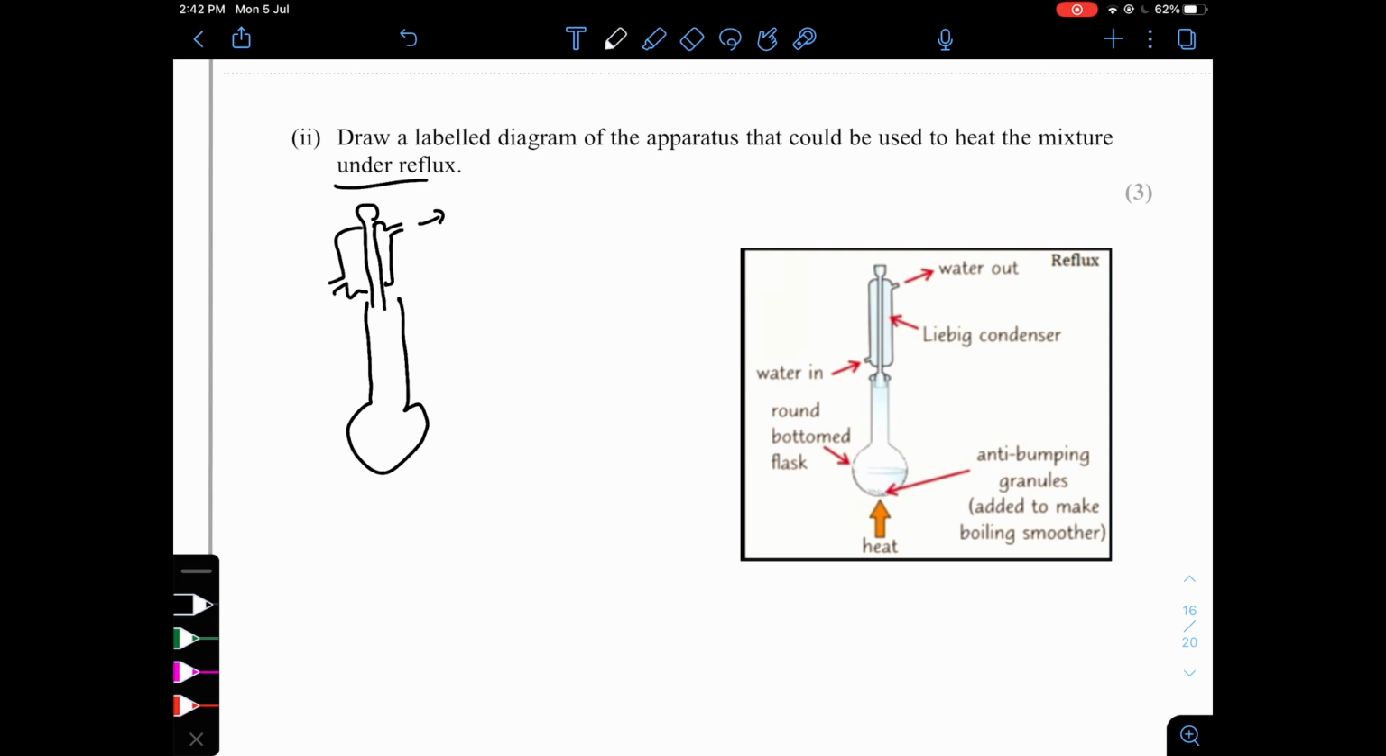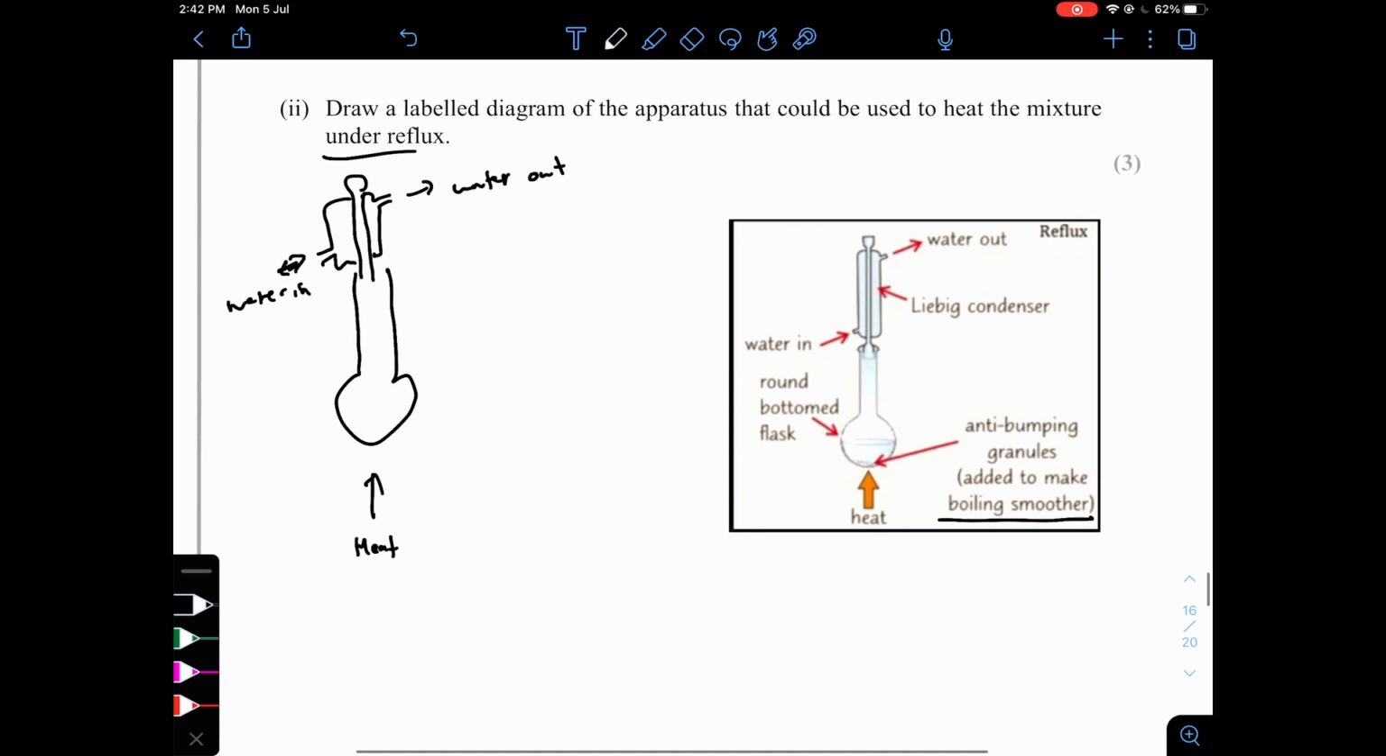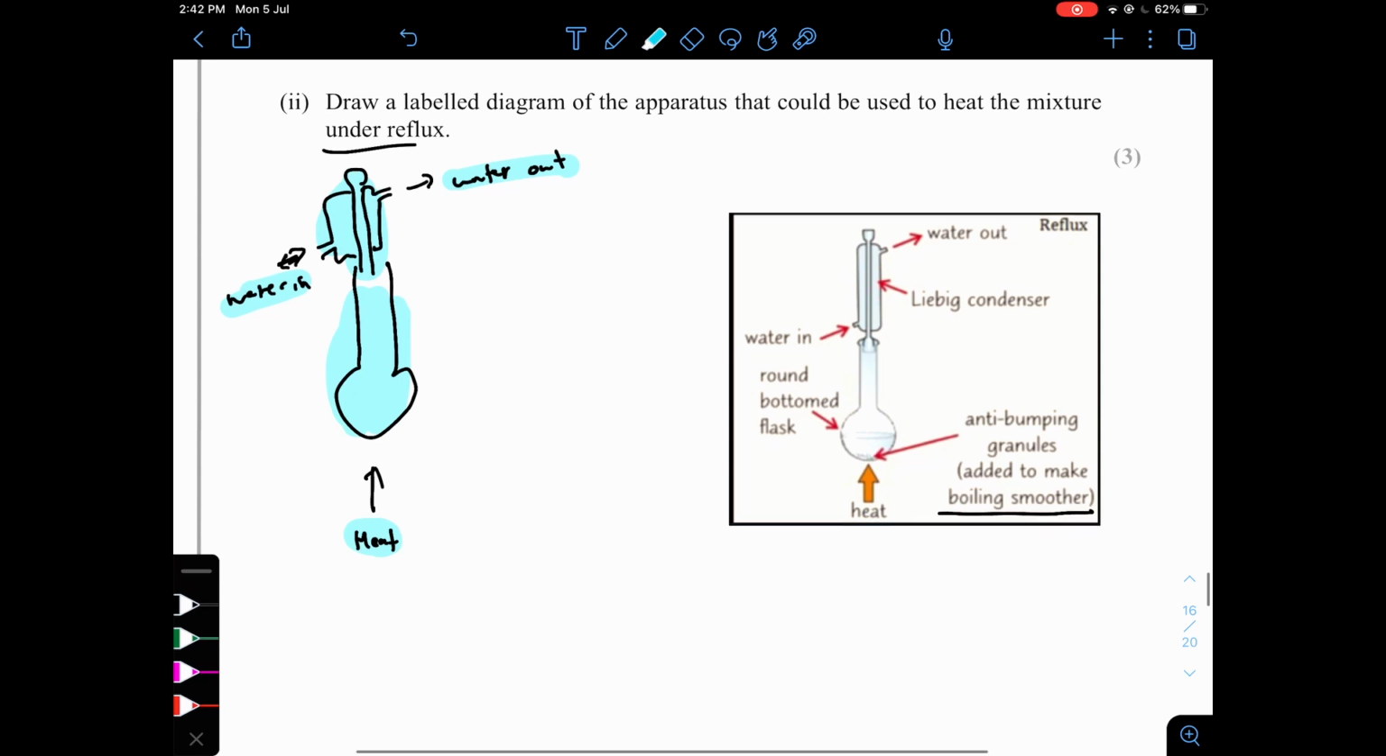So you have to talk about water out here, and water in here, and this must be open, by the way. And you can say apply heat. And yeah, that's it. So super fast. You can also put in anti-bumping granules, it makes the drawing better, but that's not what they want. They just want heat, water in, water out, and a suitable flask, which we do have, and the Liebig condenser should be drawn properly. Okay.